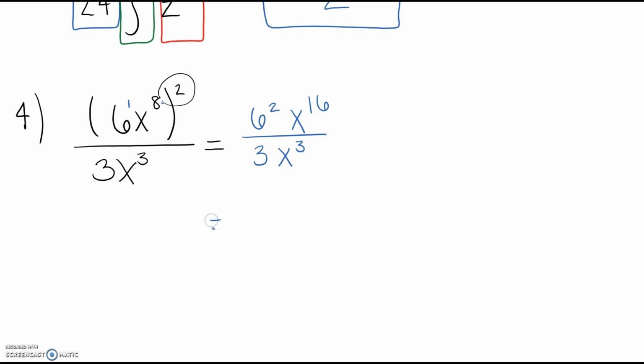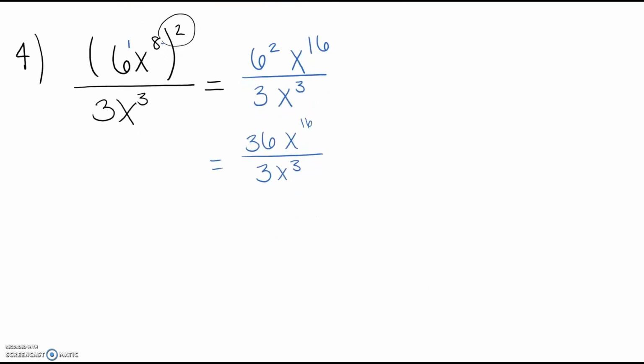Now let's simplify the numerator. So 6 squared is 36. And then finally we can simplify even more. So 36 divided by 3 is 12. And x to the 16th over x to the 3rd, well 16 minus 3 is 13. So we have x to the 13th.